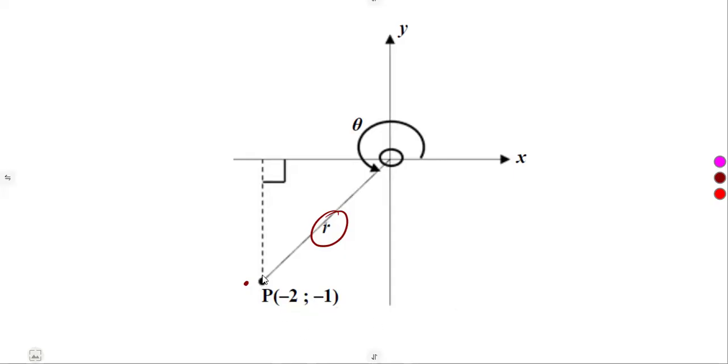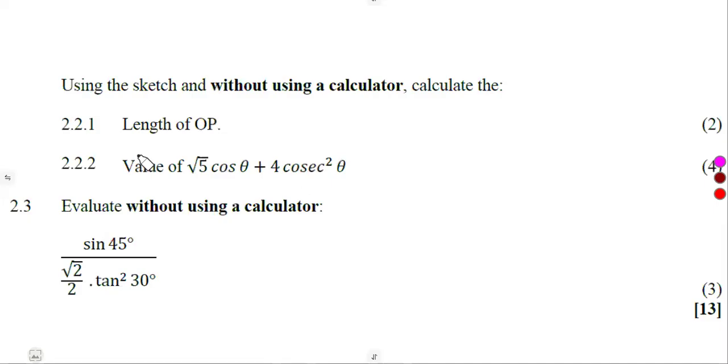Remember the X value simply means going straight. The X value is -2 at this point. Going down, the Y value is -1. So it simply means the length of this whole part is 2 units, which is -2 because we're going to the left. And this one is -1, but it's just 1 unit from the Y value. All right. Anyways, let us see our question.